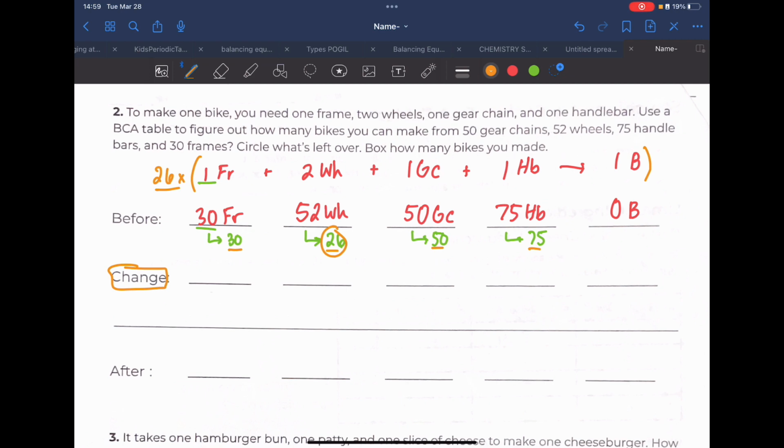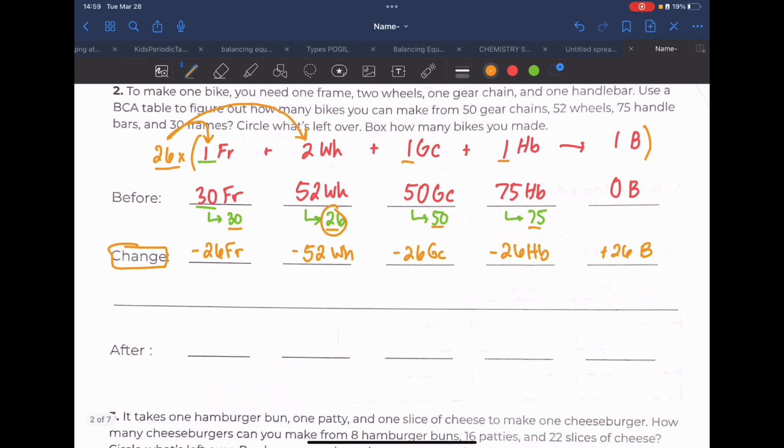If I'm going to make this recipe 26 times, I'm going to need to use 26 frames, because 26 times 1 is 26. 26 times 2 is 52, so I'm going to use all 52 wheels that I start with. I'm only going to need to use 26 of my gear chains and 26 of my handlebars, because those coefficients are just 1 and 1. I end up making 26 bikes here.